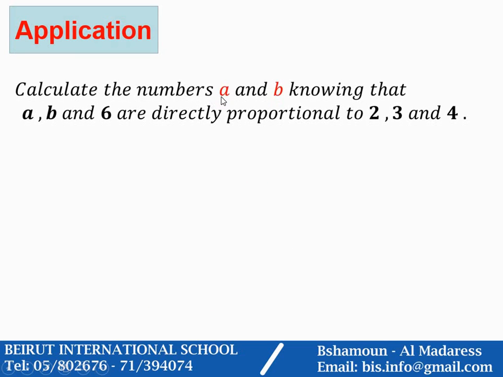Application. Calculate the numbers a and b knowing that a, b, and 6 are directly proportional to 2, 3, and 4. Whenever you have three numbers directly proportional to three numbers, you write the ratio, the proportion between them, that a over 2, the first number over the first number, equal second over second, b over 3, equal third over third, 6 over 4. So this is the relation that can be applied because a, b, and 6 are directly proportional to 2, 3, and 4.